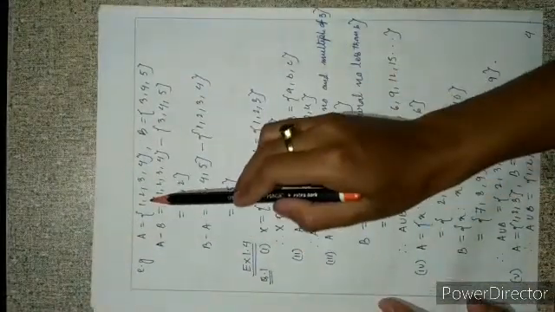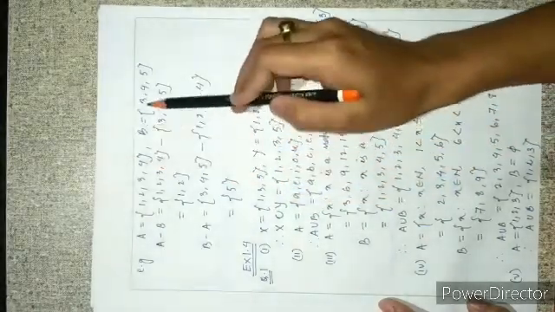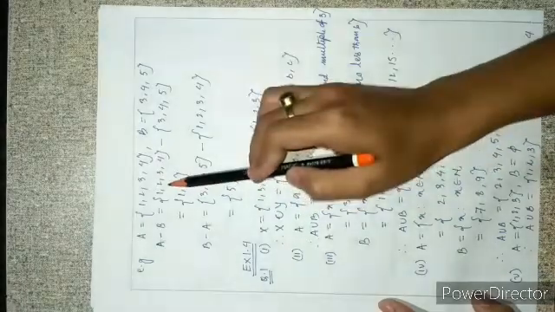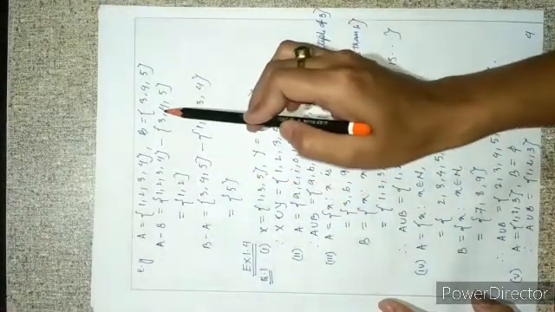Example: A whose elements are 1, 2, 3, 4. B elements are 3, 4, 5. First, A minus B. Write all the elements of set A, all the elements of set B.